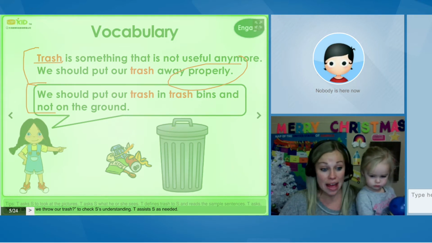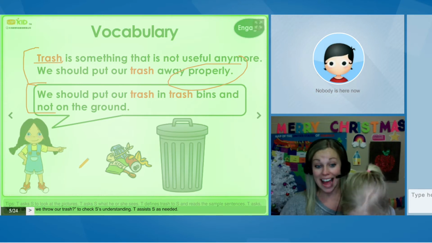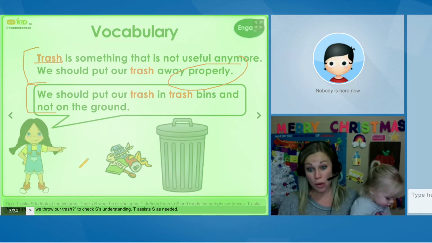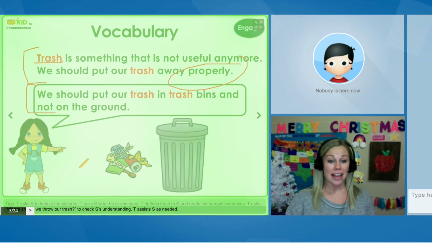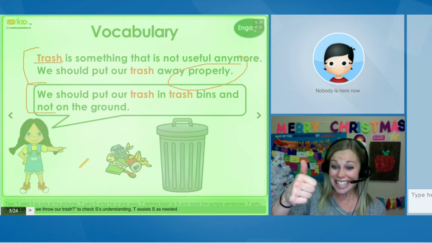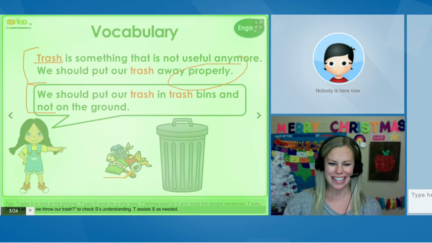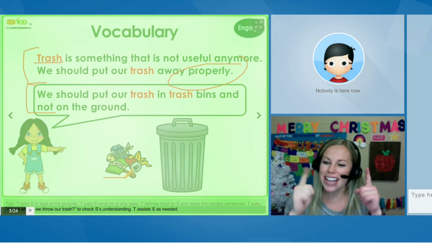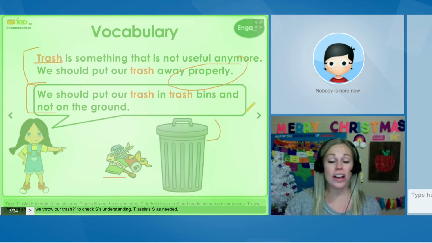I could ask them, there's questions here in the bottom. Where should we throw our trash? I can ask that. A lot of times I like to ask my own questions because they go with the flow of the conversation. I might say, do you have trash bins at school? Yes? Is that where you put your chip bags? Good. What trash do you throw in the trash bin? And they could explain. They could go into detail. Some students talk more than others, so be aware of that.